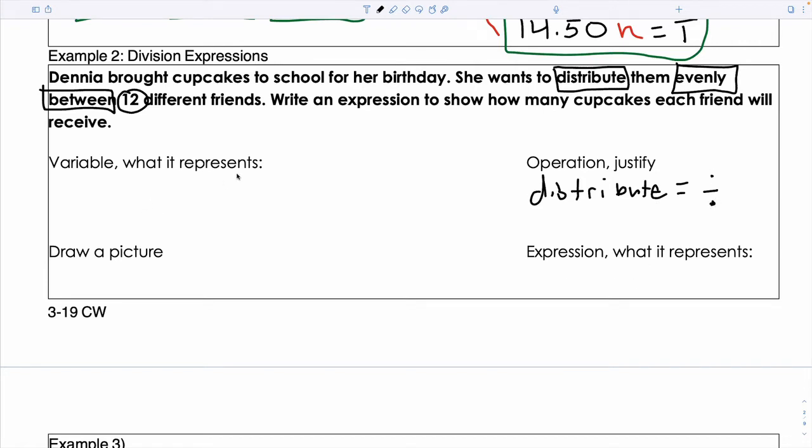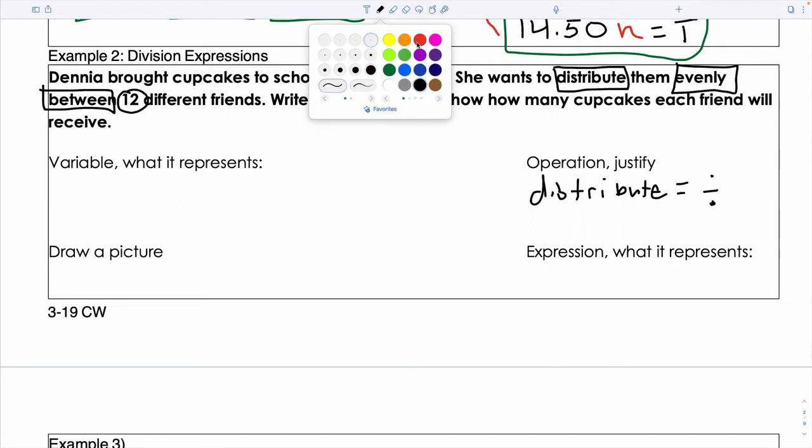Good. Variable is 2 things I don't know. Avery, what's one thing I don't know here?